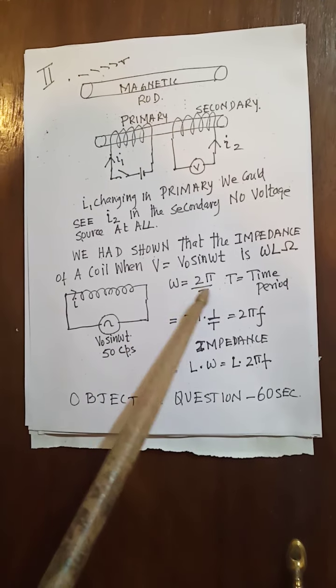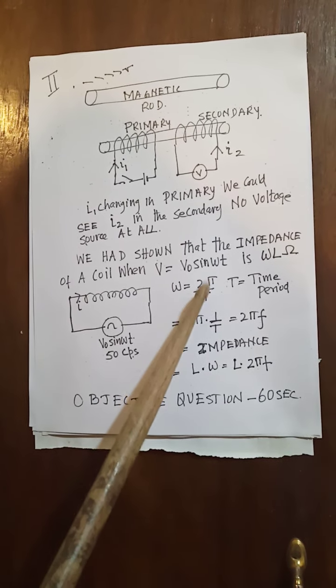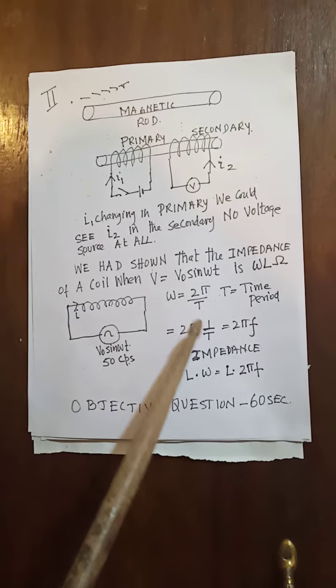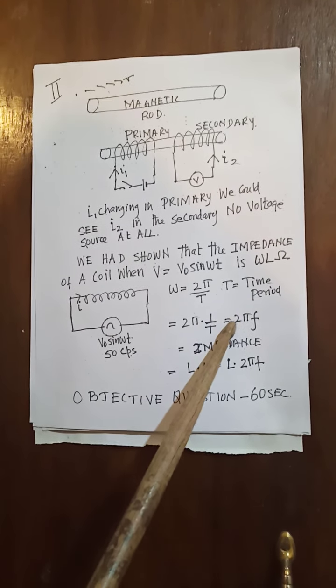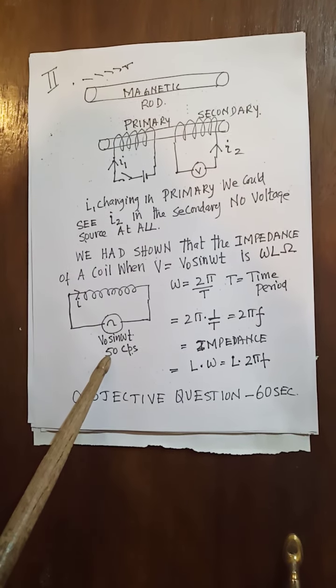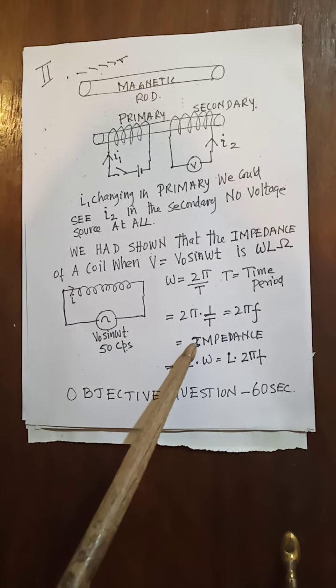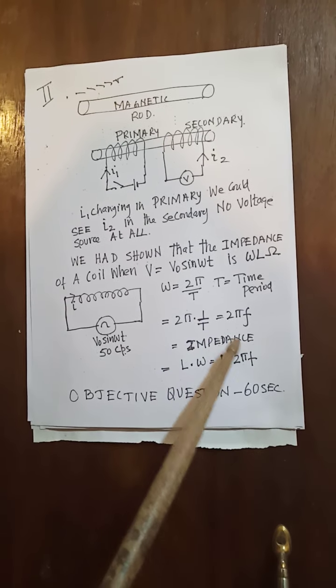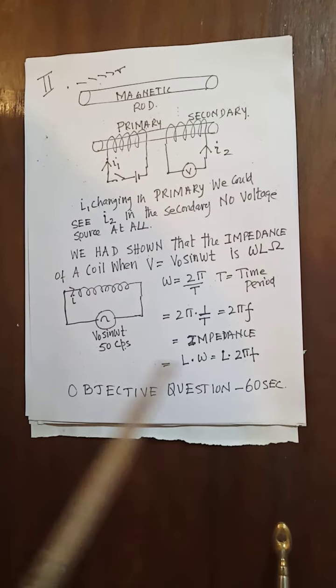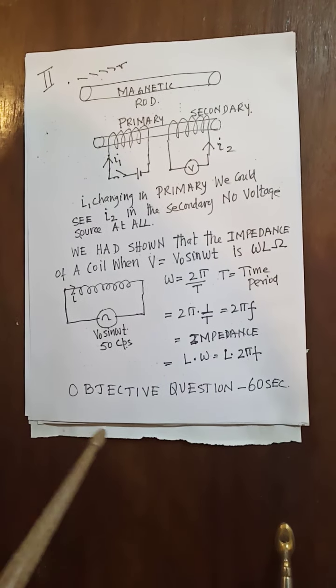So omega is twice pi by T, where T is the time period of a sine wave. So now, twice pi into 1 by T, twice pi f. Now if the frequency is 50, then it will be 2 pi into 50, 100 pi. So you understand this. So this is the impedance.